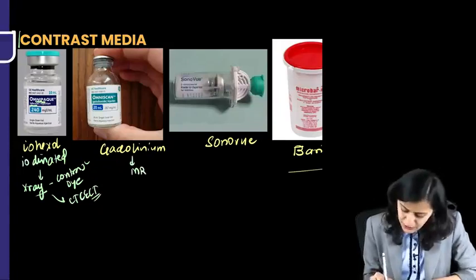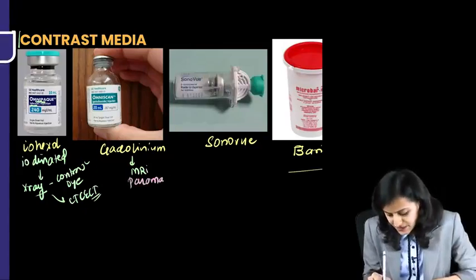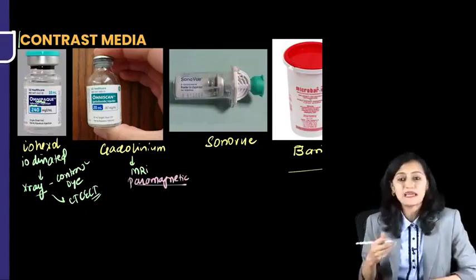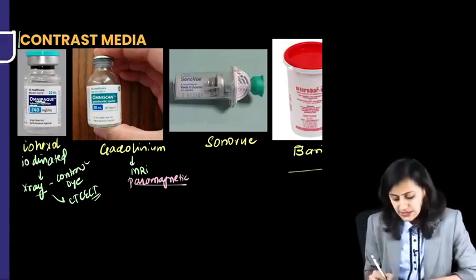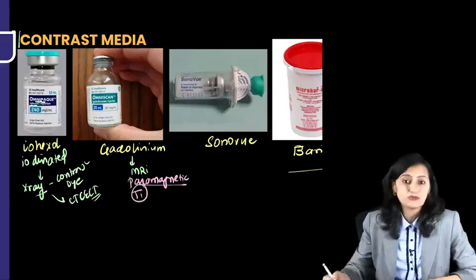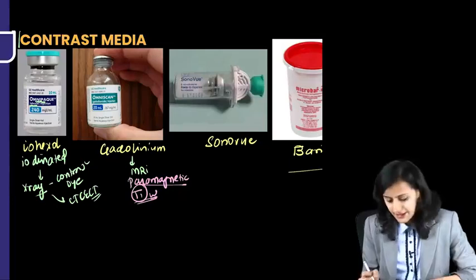Gadolinium is the contrast used in MRI. Why? Because gadolinium is a paramagnetic substance and MRI is all based on magnetic properties. So what gadolinium does is it makes things look brighter on T1. So the contrast enhanced MRI is generally T1 weighted MRI.